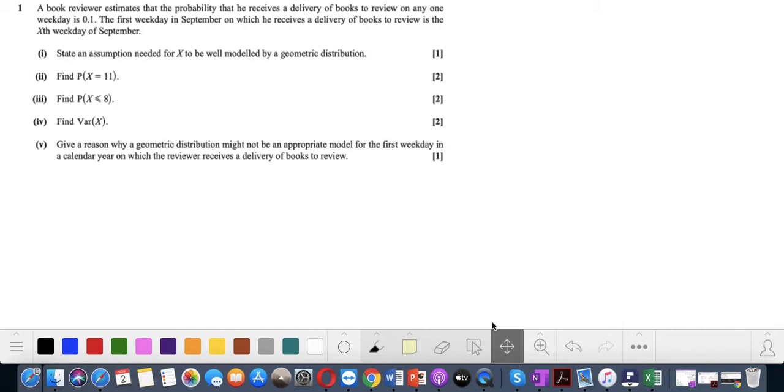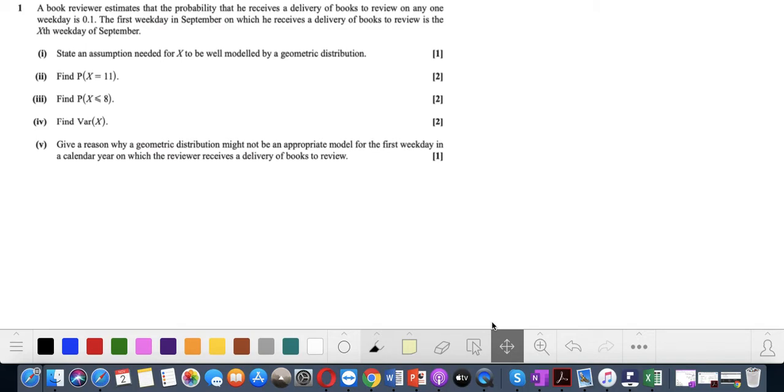A book reviewer estimates that the probability that he receives a delivery of books to review on any one weekday is 0.1. The first weekday in September on which he receives a delivery of books to review is the Xth weekday of September. State an assumption needed for X to be well modeled by a geometric distribution.